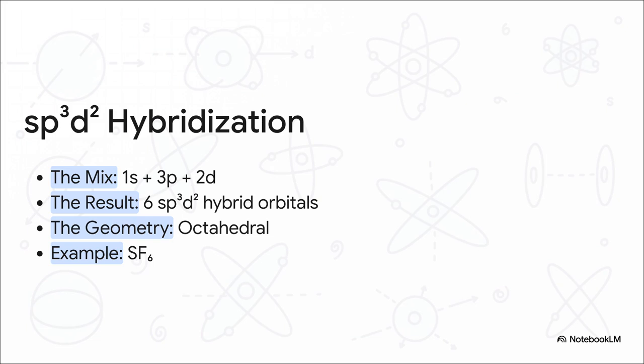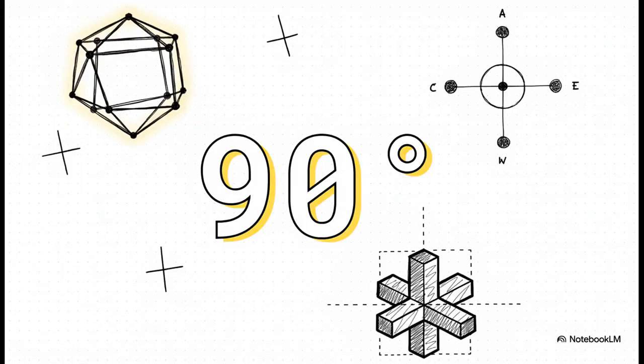All right, let's push this just one step further. What if we add a second d orbital to the mix? Now our recipe is 1 s, 3 p's, and 2 d's. This combination gives us a total of 6 sp3d2 hybrid orbitals. And these 6 orbitals arrange themselves into this incredibly symmetrical, really beautiful shape called an octahedron. A perfect example is sulfur hexafluoride. And the beauty of the octahedron is its absolute perfect symmetry.